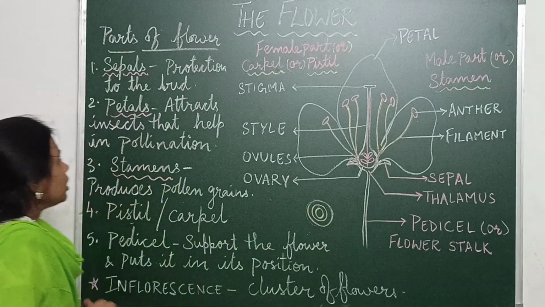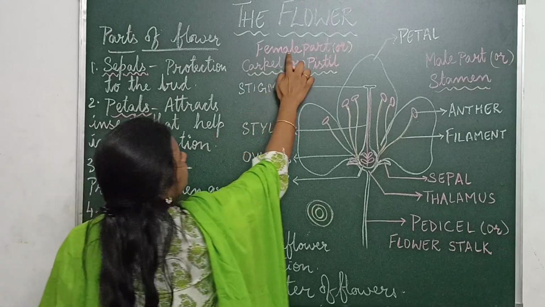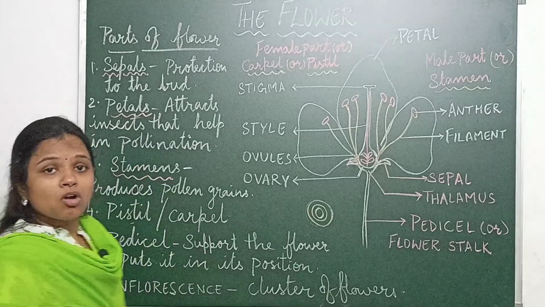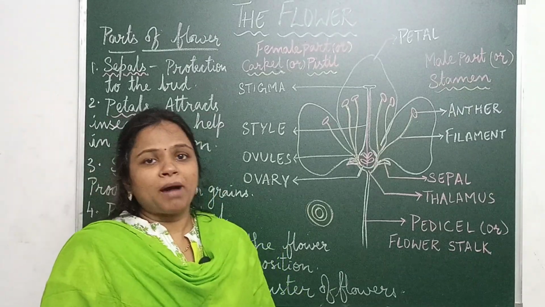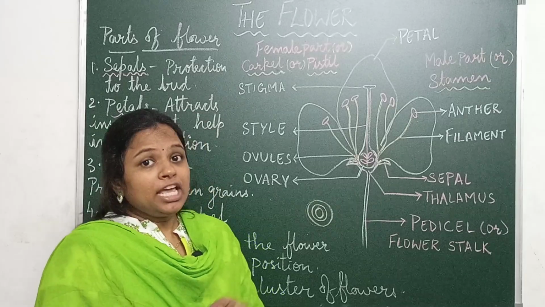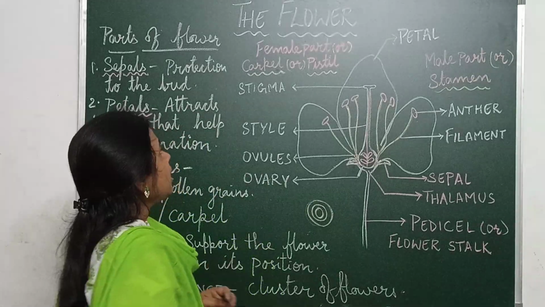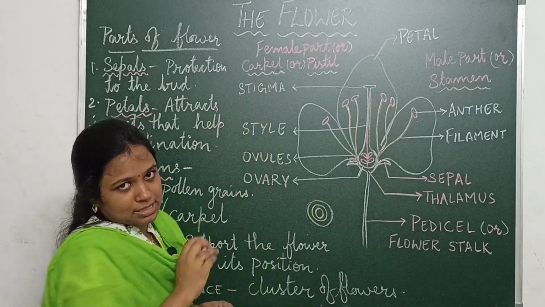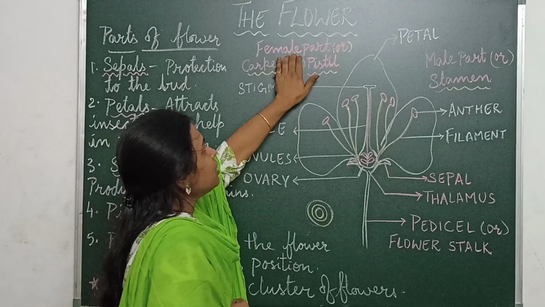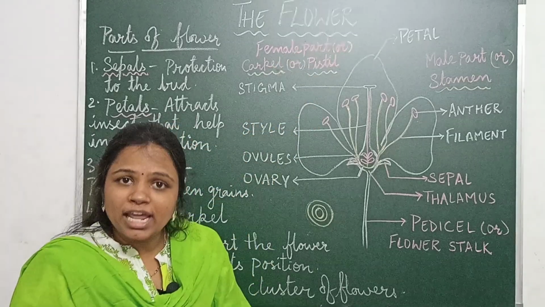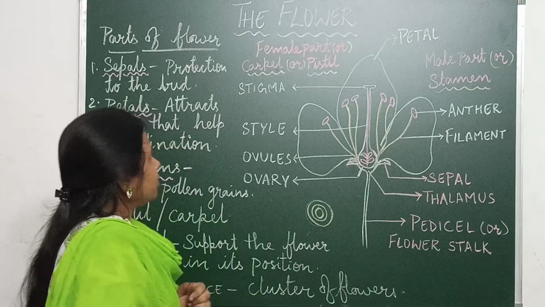Right. Now coming to the next part, that is the female part. The female part is also called the pistil. If there is only one female part, then we call it a pistil. If there are groups of these pistils, then they are called carpels. Okay, so as of now you can learn that the female part is also called a pistil and it is also called a carpel, right?